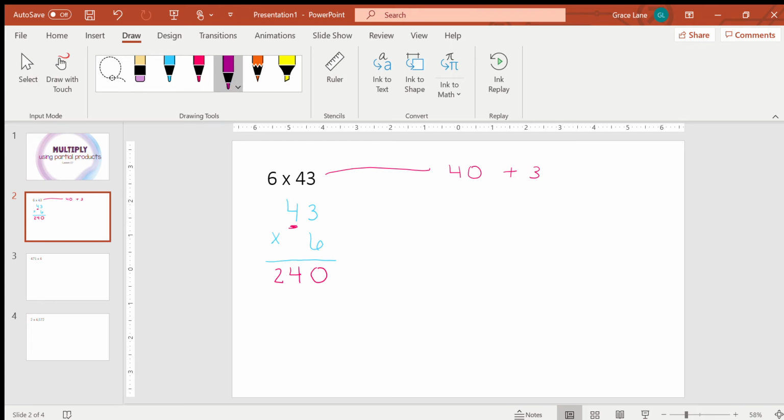Now we can move on to the second part, which is the 6 times 3. 3 is in the ones place, so it's just standing as 3. I know that 3 times 6 or 6 times 3 is 18, so line up your place values, and you get 18. When you've multiplied the 6 times all of the 40 and the 3, you add them up to find the product. 0 plus 8 is 8, 4 plus 1 is 5, 2 plus 0 is 2. So the whole answer is 258.